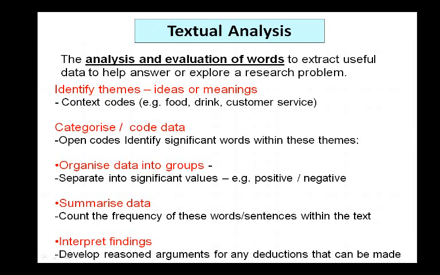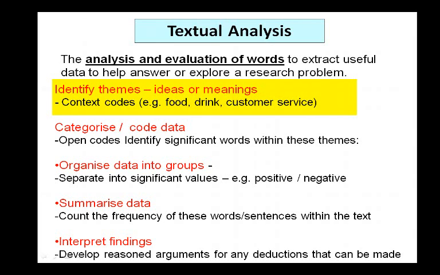Let's look at an example of how we would do some textual analysis. So for example, we might have done a focus group or an interview, recorded the conversations and then transcribed them onto a Word document. So what do we do? Well, first we need to identify the themes, whether it's the ideas or the meanings, and use context codes to categorize them. For example, if we're looking at a cafe, we might think about food, drink, customer service.